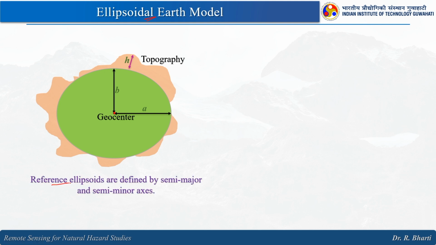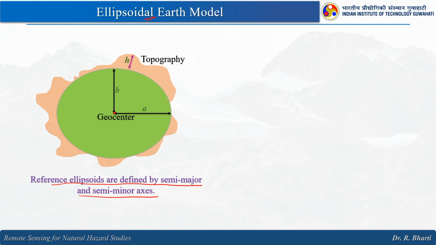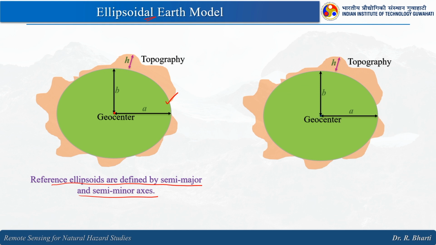The reference ellipsoids are defined by semi major and semi minor axis. Now, let us see a section. This is the whole earth, but now we will see a section. Now, we understood that a global ellipsoid is not a good way to represent our earth. So, what we will do? We will go for a local ellipsoid.